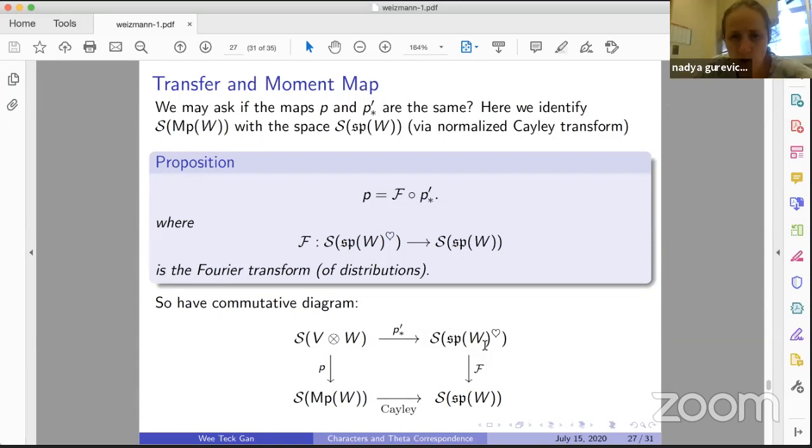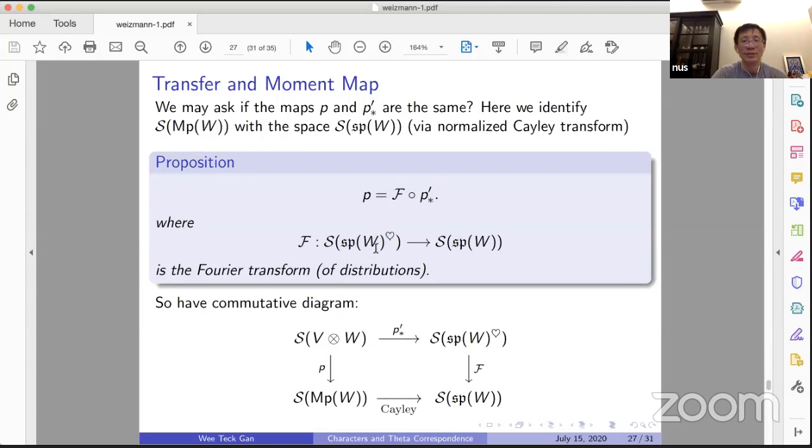And SPW hard is just an open dense subset of SPW? Yes. It is kind of like analogous to regular semi-simple conjugacy classes. So the image of the Fourier transform will not be onto, will it? No, yeah, exactly. So by integration along fibers, I get smooth functions on this open dense set SPW hard.